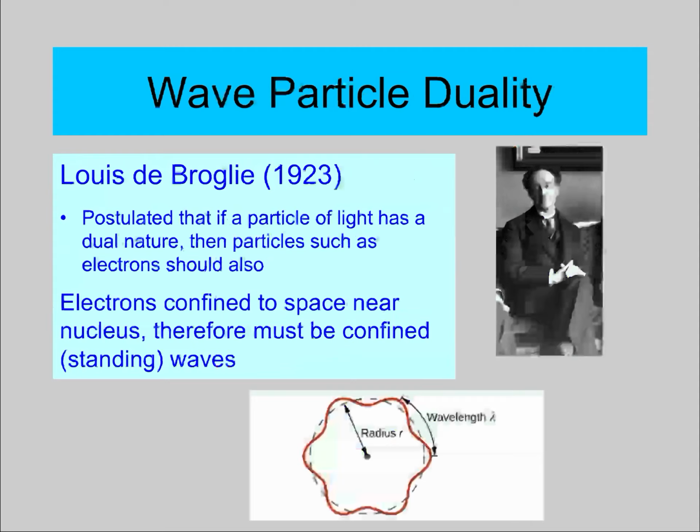So this wave-particle duality was really confirmed by a scientist named Louis de Broglie in 1923. So just a little bit after Niels Bohr established the Bohr theory in the early 1900s, de Broglie came along and postulated that if a particle of light can be dual-natured, then particles like electrons should also be able to be dual in nature. And so electrons, we know, are confined to a space near the nucleus. They don't just float around anywhere.